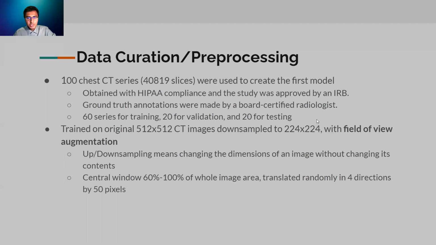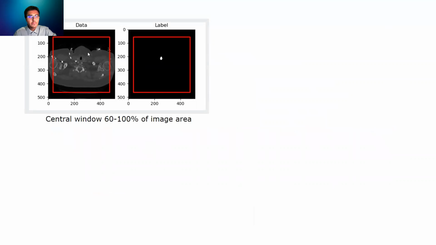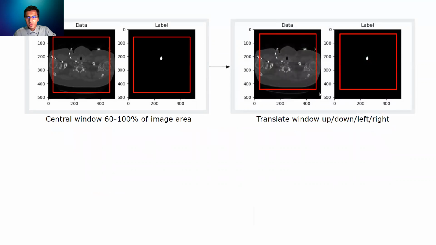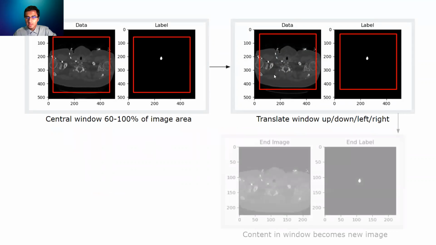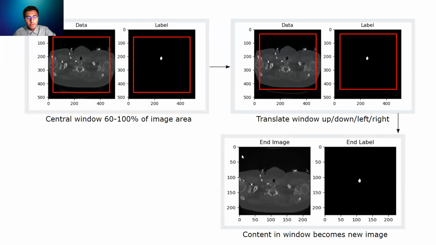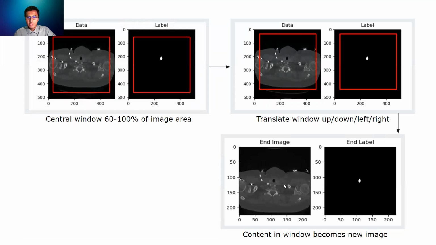A visual representation may help with understanding. This is a visualization of a CT slice and its corresponding label made by a radiologist. FOV augmentation works by first taking a central window of the data and label and translating that window up, down, left, or right. In this case, the window was translated upwards. Lastly, the content in the window becomes the new data and label. Doing this changes the field of view of the airway in the image, hence the name field of view augmentation.